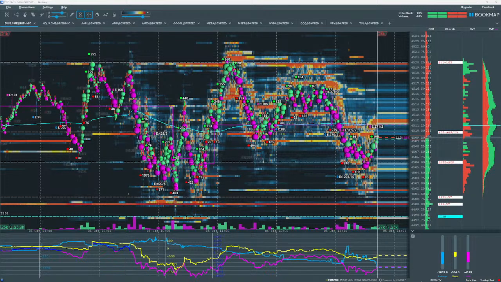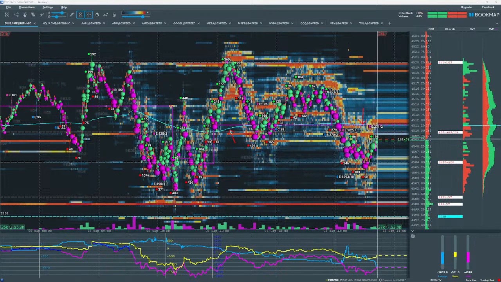And one other thing to point out. Right now I'm just focusing on levels. This purple line is really right on top of VWAP. This may be difficult to see, but the light blue line is VWAP and the purple line is the point of control, right on top of each other, right around the 4,511 level.